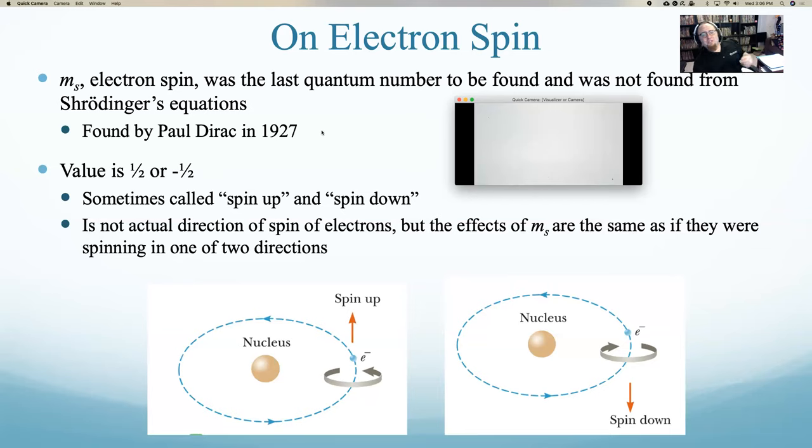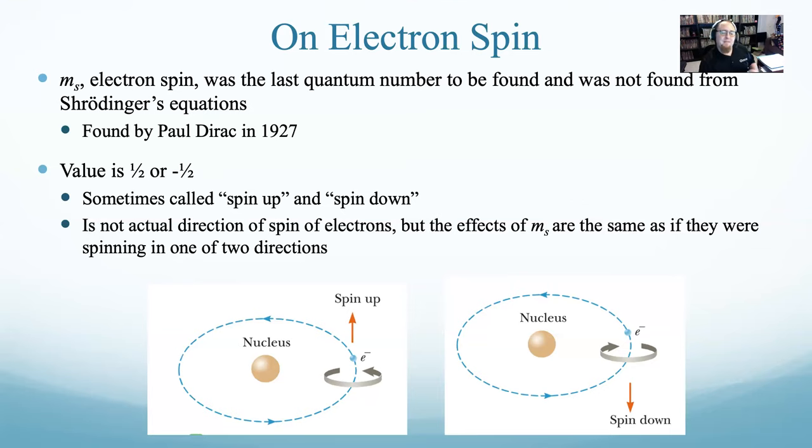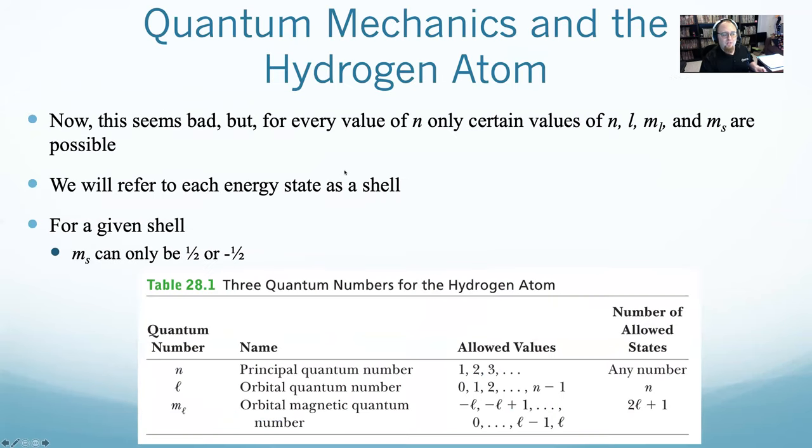Now, each of these quantum numbers have limitations to what is allowed, whether it be the N, L, M sub L, or M sub S. And I already said M sub S. M sub S could be one half or negative one half. That's all the possibilities. For the other ones, the restrictions are as follows.